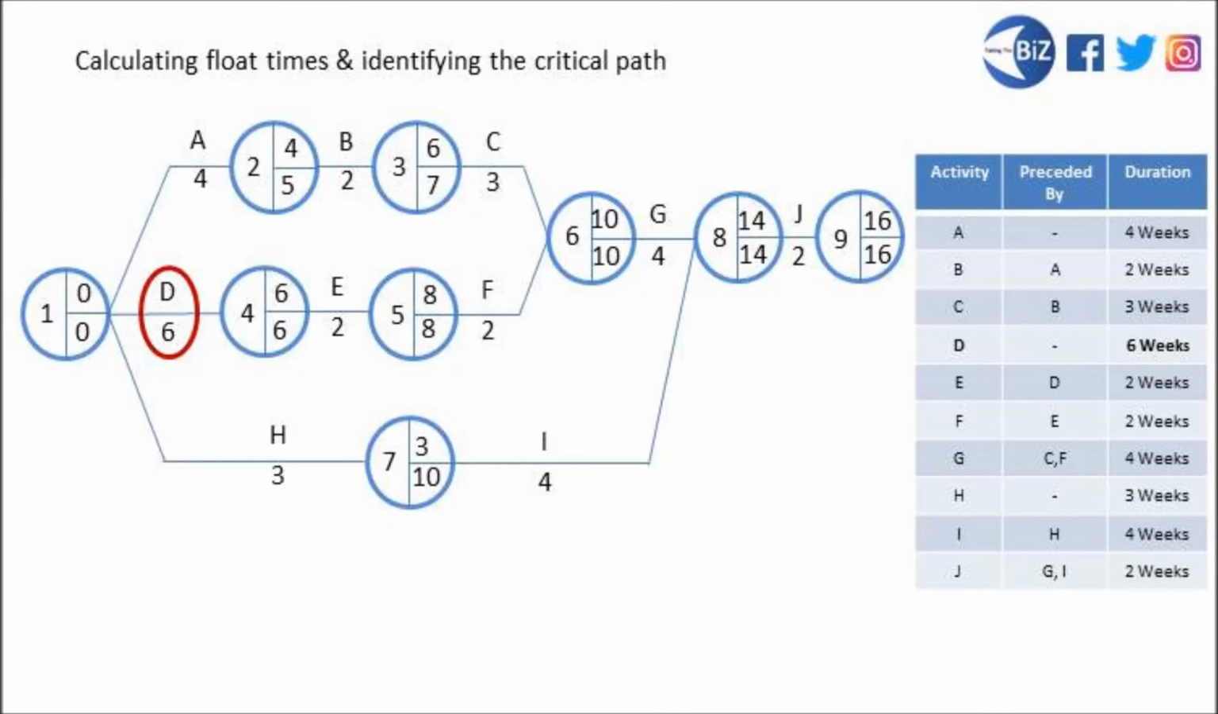When we have a look at activity D, we'll see that things are a little bit different. If you present its earliest start time, which is 0, and its duration, which is 6 weeks, you'll see that its latest finish time is exactly 6 weeks as well.